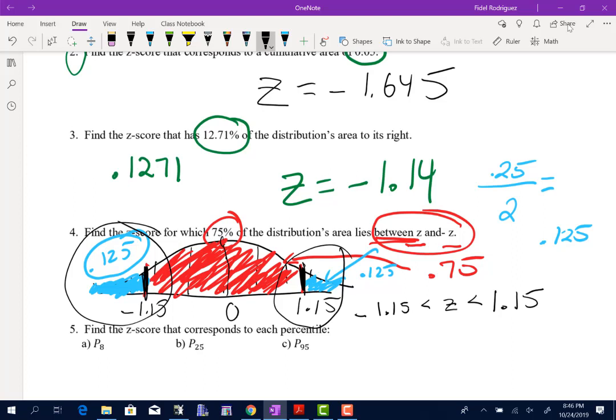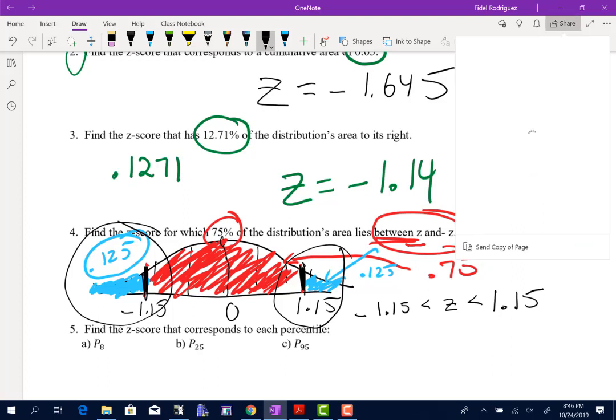Does that make sense? No? Okay, so think about it this way. So, Rafael, remember what we're doing? Are you okay with how I came up with negative 1.15? Did I lose you? Okay.